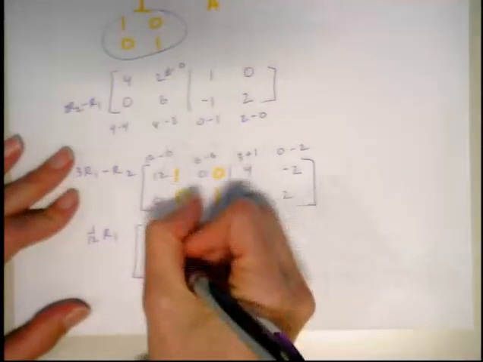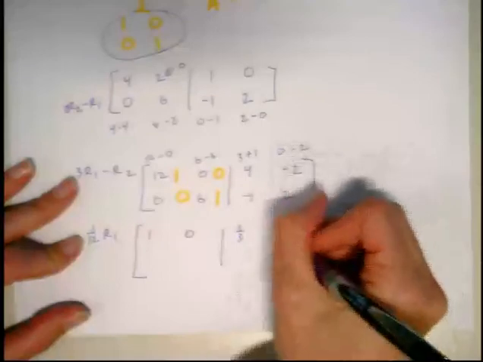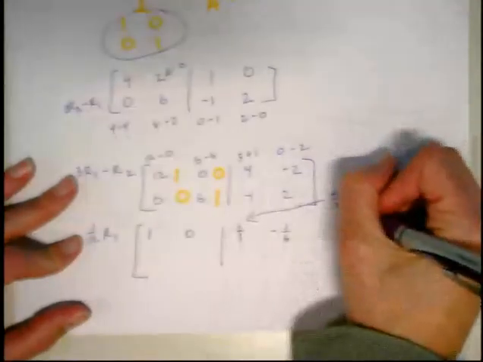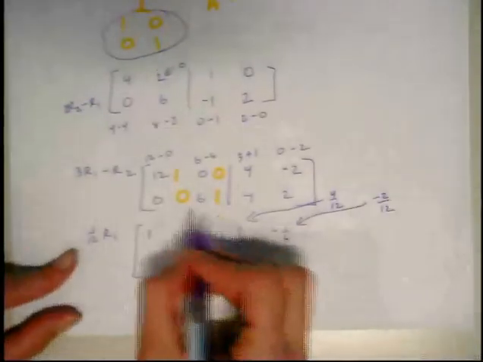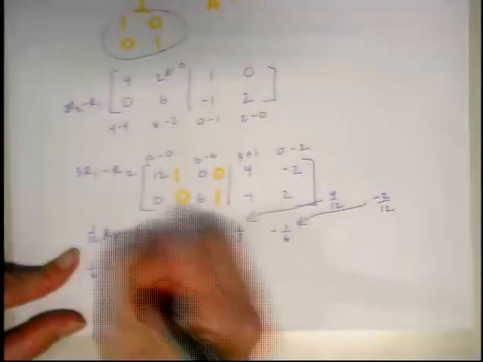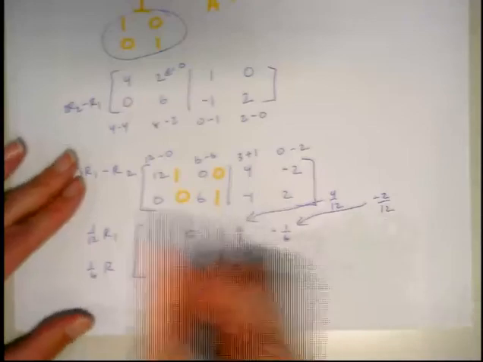12 divided by 12 is 1. 0 divided by 12 is 0. 4 divided by 12, if I reduce it, is 1/3. -2 divided by 12 is -1/6. Okay, so again, these little guys right here, this is 4/12. And this guy right here is -2/12. And I want a 1 there instead of a 6. So I'm going to take 1/6 of row 2.